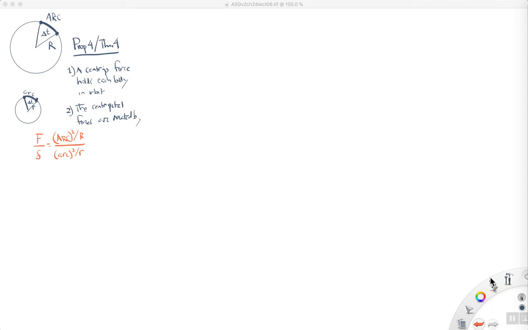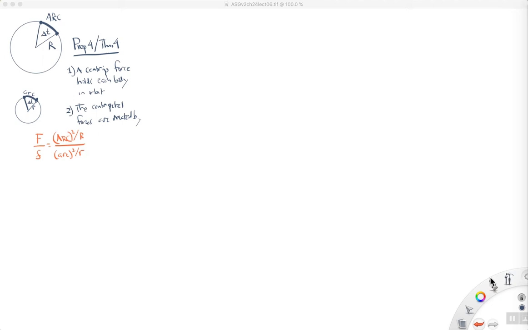We are discussing Proposition 4, Theorem 4 from Newton's Principia. You'll remember in the last lecture, we mentioned that in this proposition, Newton is considering two objects that are moving at uniform speed in circular orbits. These two orbits have different radii. And what I've drawn here is a reminder.